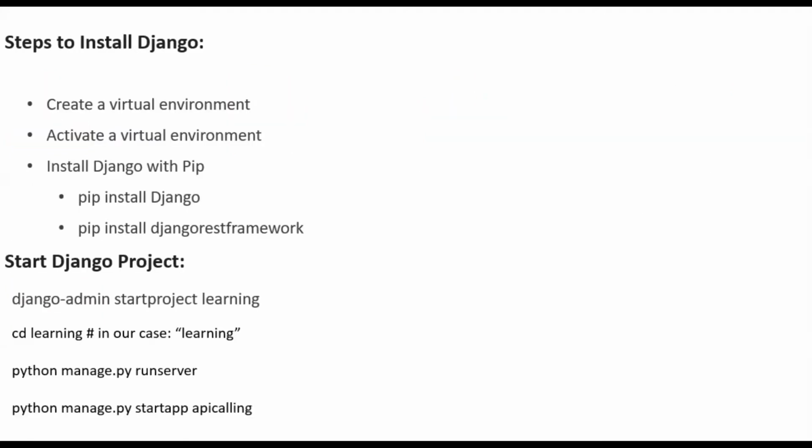Steps to install the Django framework. The first step is to create the virtual environment. If you have Anaconda, you can use it. Next, we have to activate the virtual environment. Next, we have to install Django framework using the pip installer and also Django REST framework using pip installer.